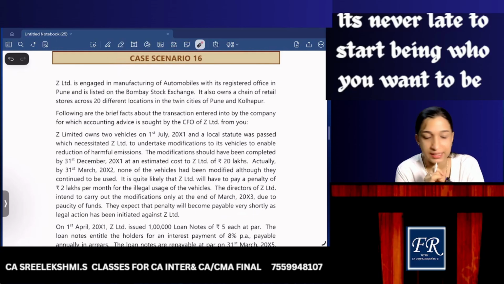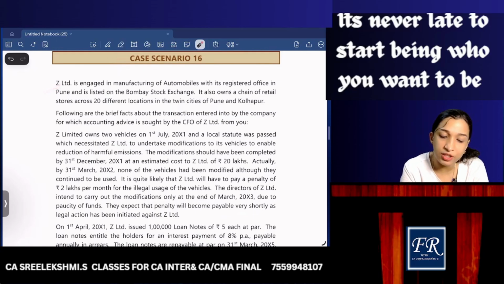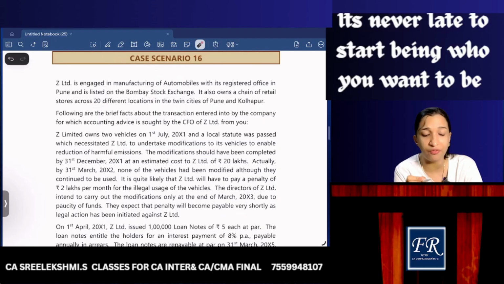Case scenario number 16. Z Limited is engaged in manufacturing of automobiles with its registered office in Pune and is listed on Bombay Stock Exchange. It also owns a chain of retail stores across 20 different locations in the twin cities of Pune and Kolhapur. Following are the brief facts about the transactions entered into by the company for which accounting advice is sought by CFO of Z Limited from you.